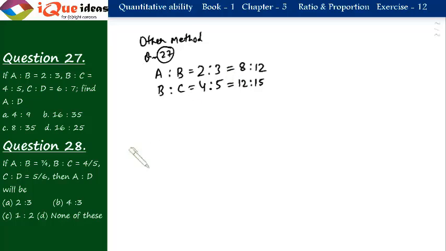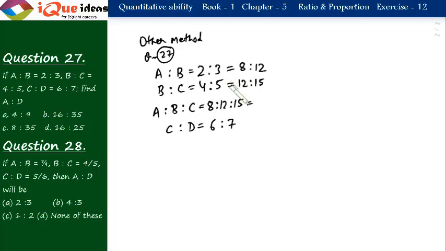Remember, when you multiply, you have to multiply every component. So we have A is to B is to C equal to 8 is to 12 is to 15, right? And the third ratio is C is to D. C is to D is equal to 6 is to 7. So what we can do is take the LCM, now the common quantity is C and the values corresponding to C are 15 and 6. LCM of 15 and 6 is 30.